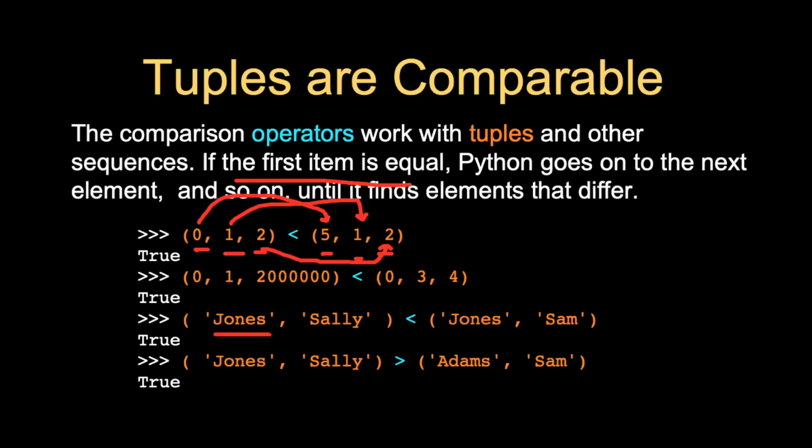The same thing applies with these as well. And if you recall, if you do a string-to-string comparison, basically Jones against Jones, Sally against Sam, in terms of comparisons, it goes into what's called lexicographical comparison.